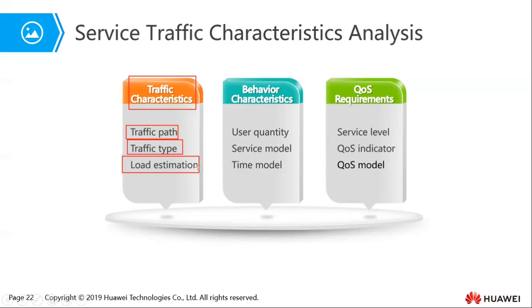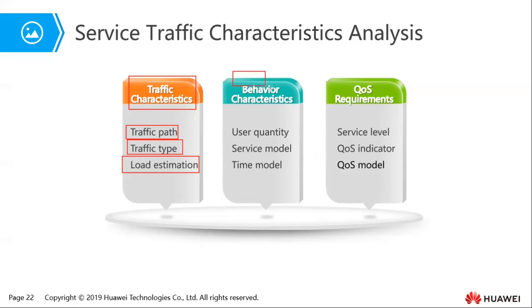So the path really, we've done things like quality of service in the previous modules and how to control traffic paths. Traffic type, we know we have, for example, voice, video, and data. Some of them are real time, some of them are non-real time. So you need to understand them, and the load estimation of each of the traffic type. What amount of bandwidth is it going to consume?